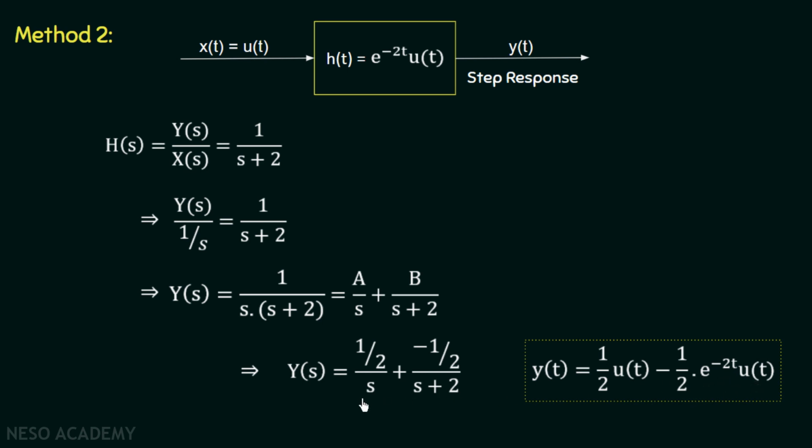The inverse Laplace transform of 1 over s is u(t) and the inverse Laplace transform of 1 over (s plus 2) is e power minus 2t u(t). And in this way, we have calculated the step response of this system. So now we are done with part A of our example. We will now move on to part B.